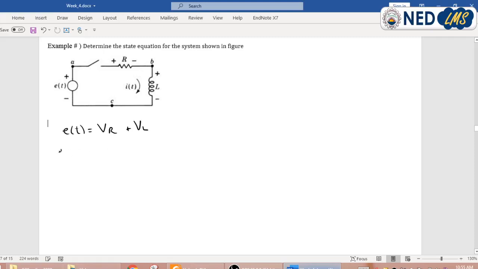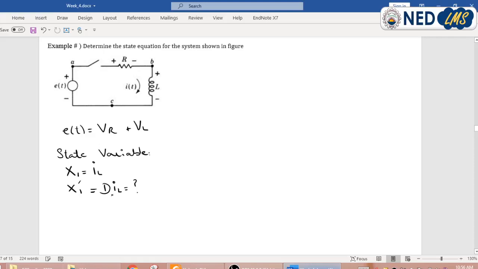Now I want to represent the state variable here. Here we have only one energy storing element, that is the inductor, and the inductor stores energy by virtue of current. So if I want to define the state variable, my only state variable x1 is the inductor current IL. This is a series circuit and we have only one current here, which is equal to IL. So I want to find x1 dash, which is equal to dIL.